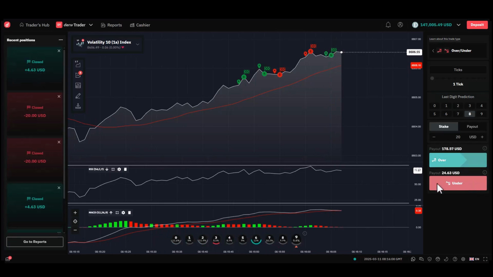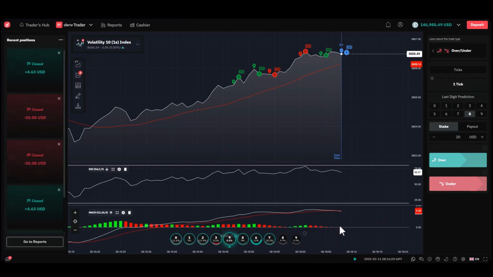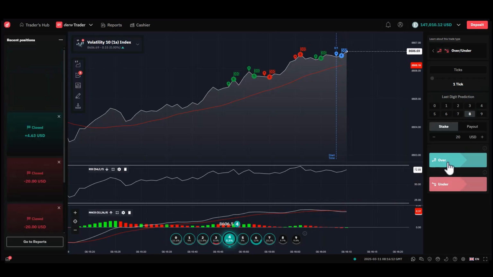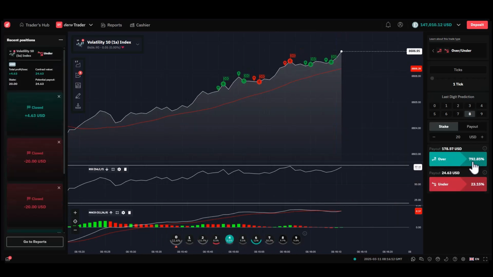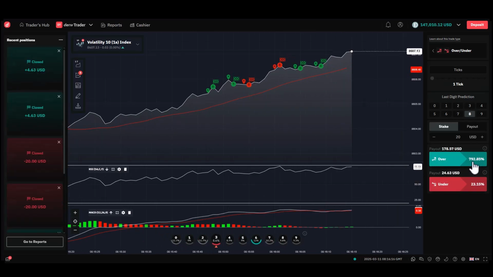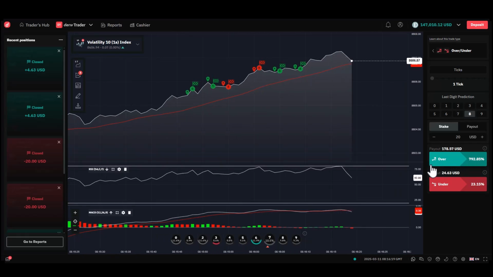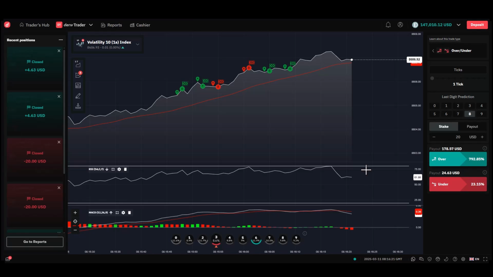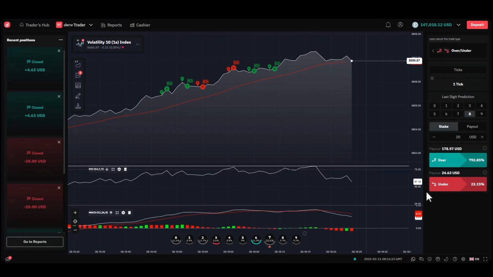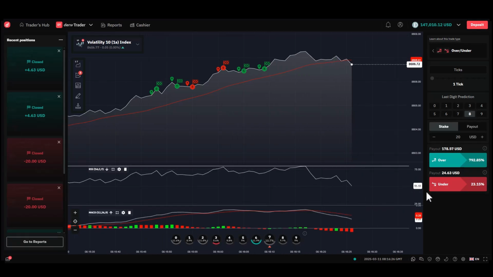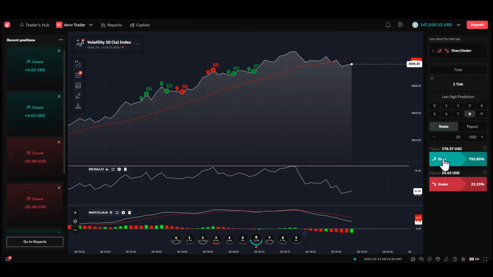But the chances obviously of getting matching up on that, you see what the over was paying, 792%, and the reason why it's paying such a high return is because obviously the odds of that happening is less. Do you remember I spoke about earlier about some people go for out of the money options? That would be a very sort of out of the money, less chance.